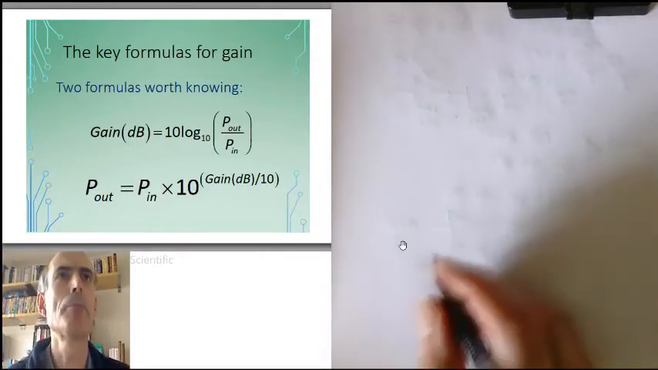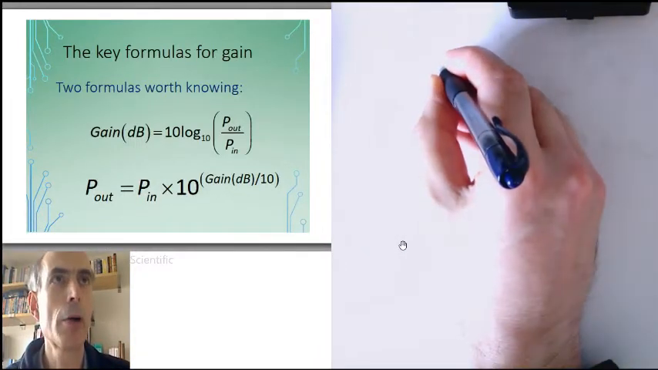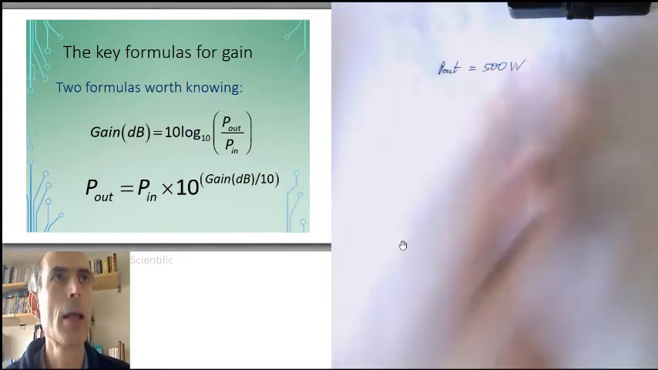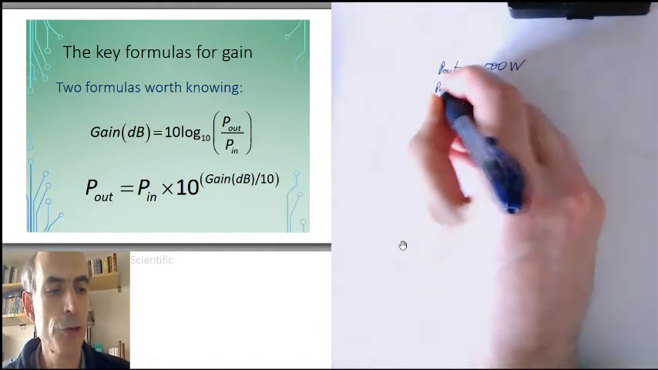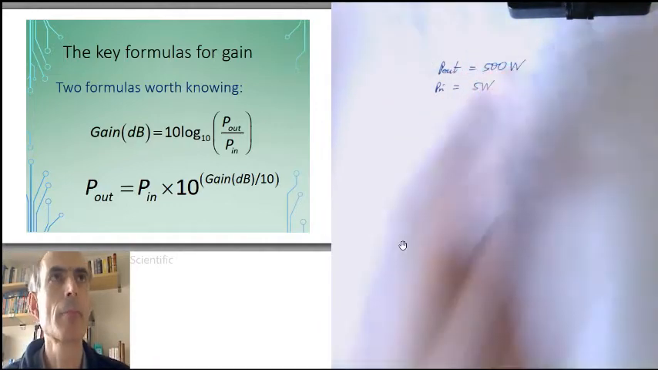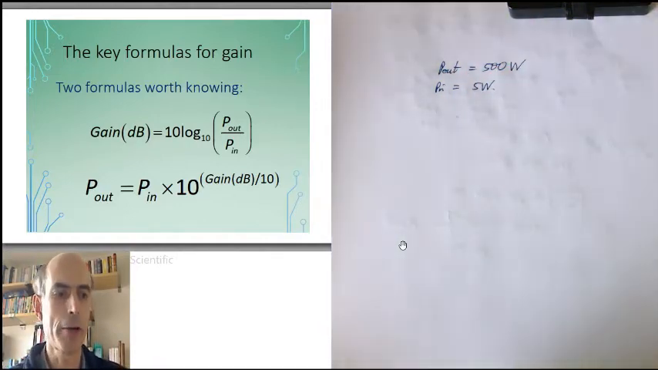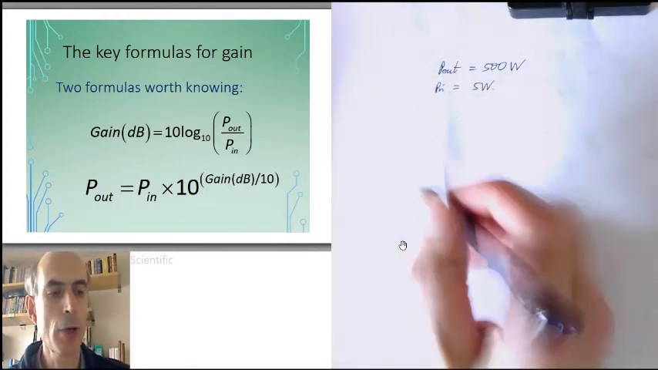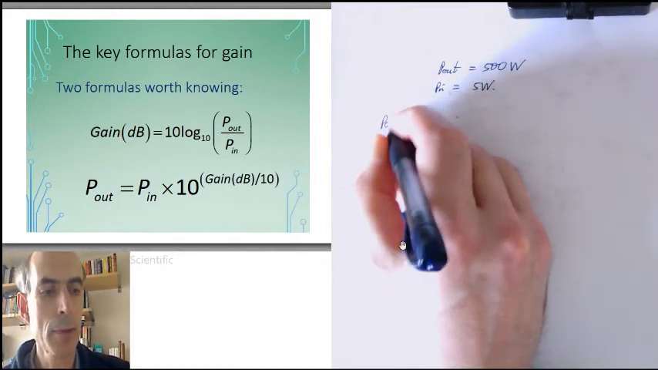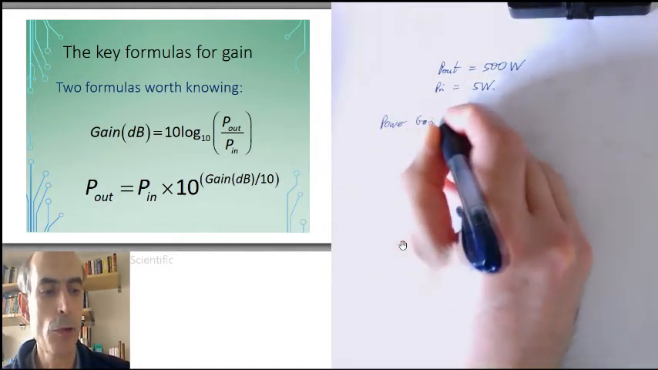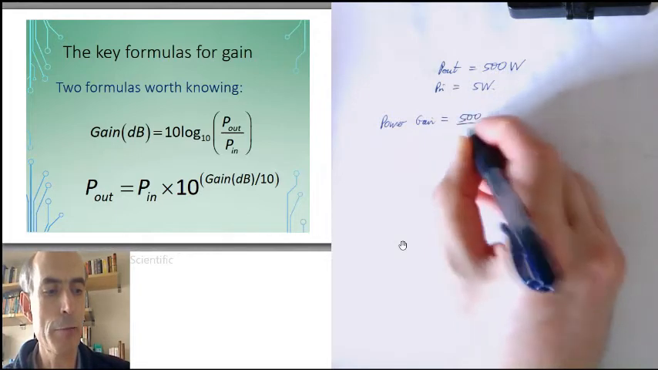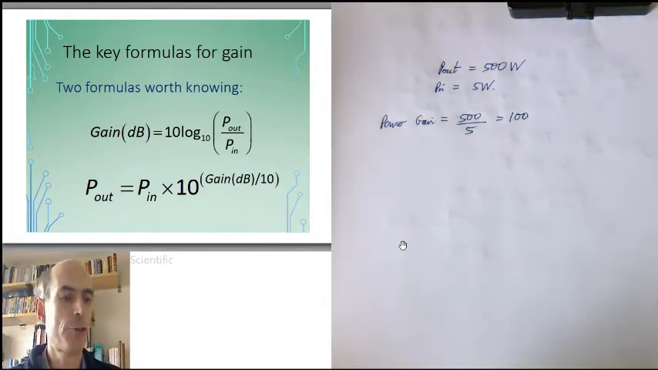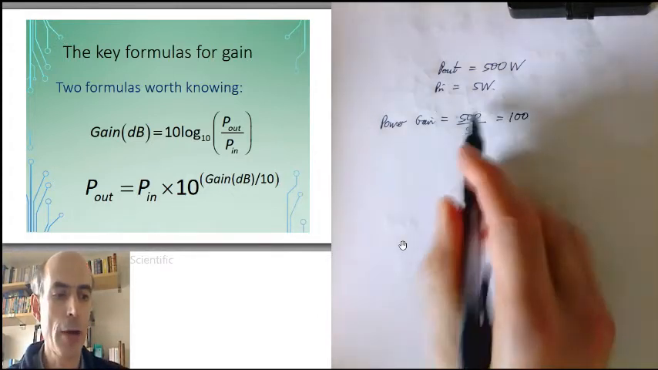Supposing I had an amplifier which had an output power of 500 watts and its input power was 5 watts. Then the gain of that amplifier would be the output power divided by the input power. I could write the power gain equals 500 over 5, which is 100. And it's dimensionless. It's a power divided by a power.